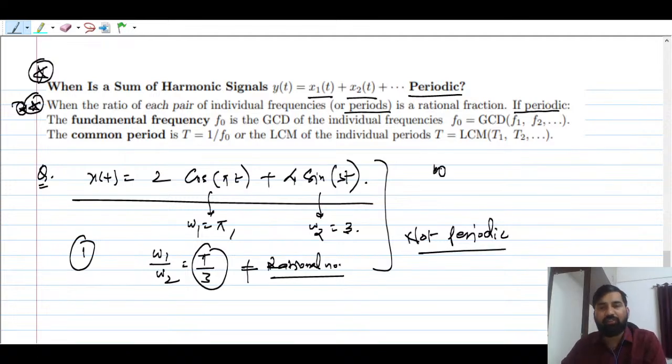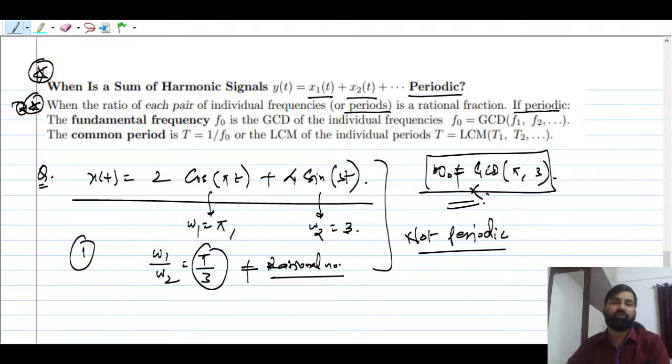You see here, suppose I want to find omega naught. So the GCD of pi and 3. Nothing is common between these, right? Nothing is common between these. Okay, so don't find it. As long as the given signal is not periodic, you don't have to find the fundamental frequency or a fundamental time period. Okay, this is very simple. Sometimes we also call it an almost periodic signal, right? So this is a very important concept that you have to remember.